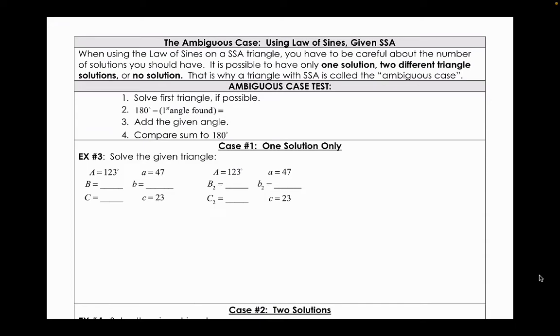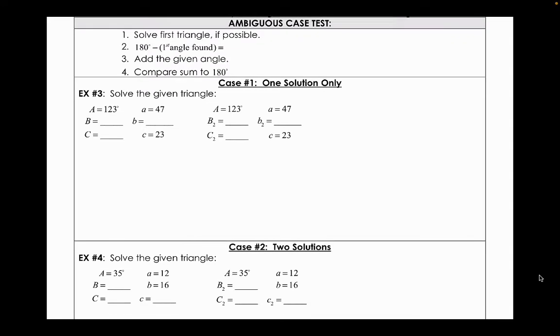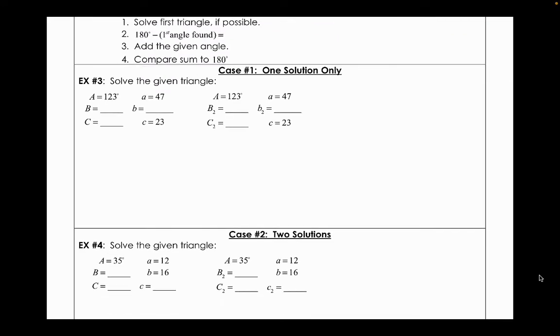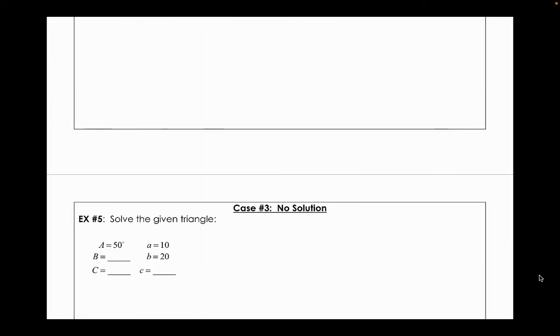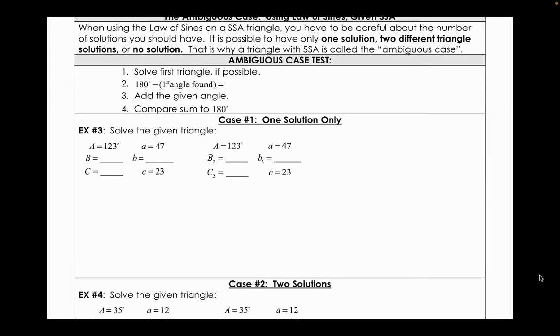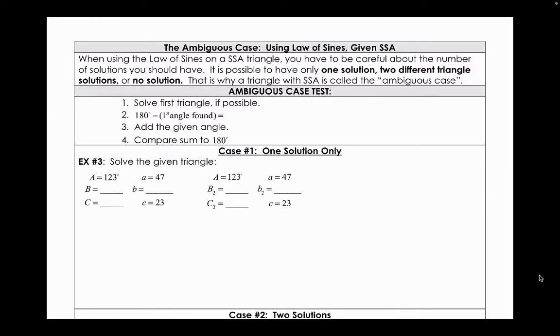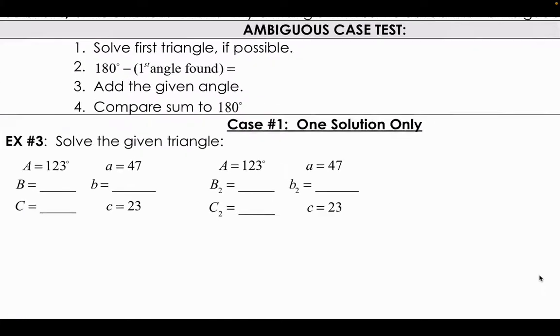So we're going to do 3 scenarios. Spoiler alert, they're labeled. Okay, so case 1 where there would be only one triangle, case 2 where there's 2 triangles, and then case 3 where there's no triangle at all, okay? So it's not that complicated to figure out if there's 2 triangles or not. So let's kind of take a look here.